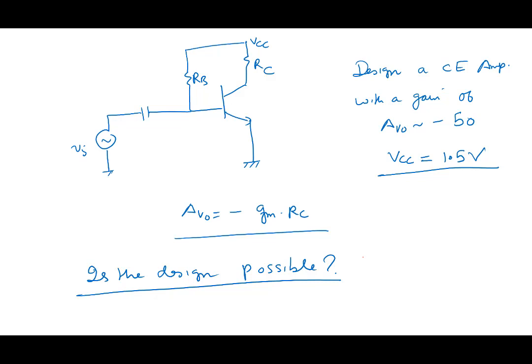All right, what do you conclude? Is the design possible? Before finding RC and RB, is the design possible?